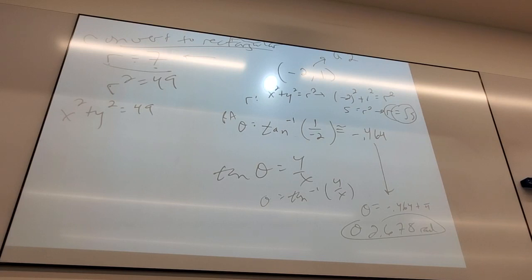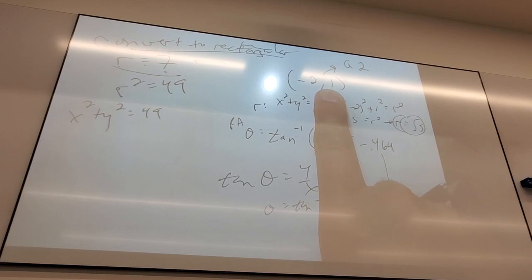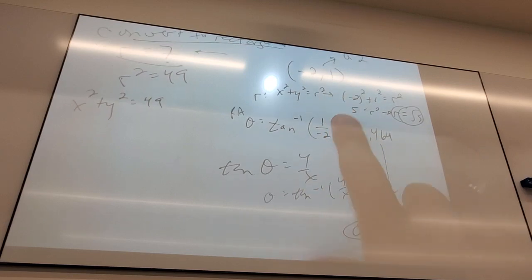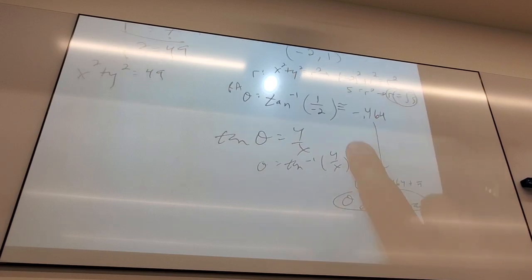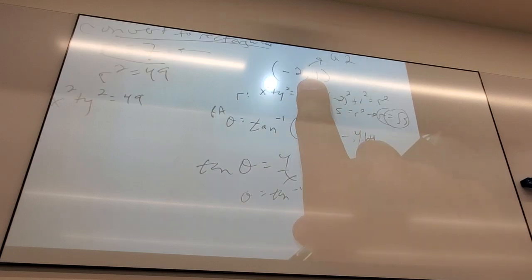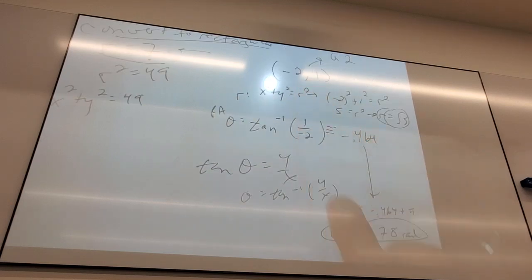Negative pi over 2 to pi over 2. Inverse tangent. How do we know what quadrant it's supposed to be in? Right here, -2, 1. That's the same problem. Yeah, this is all the same problem. So I know that point's in quadrant 2, and all I am doing is renaming the point. So whatever point I get as an answer better also be in quadrant 2.